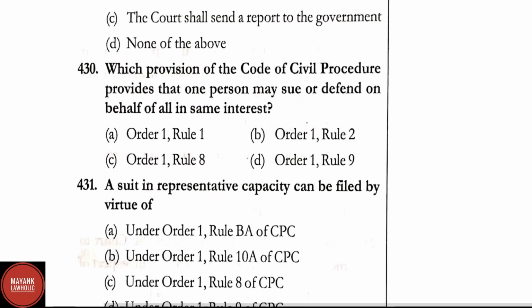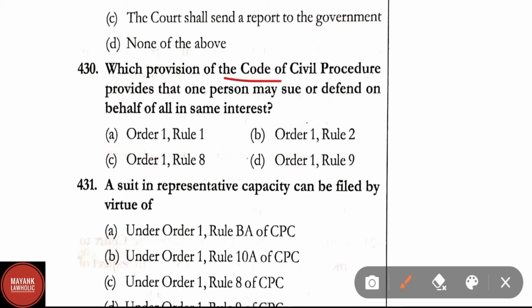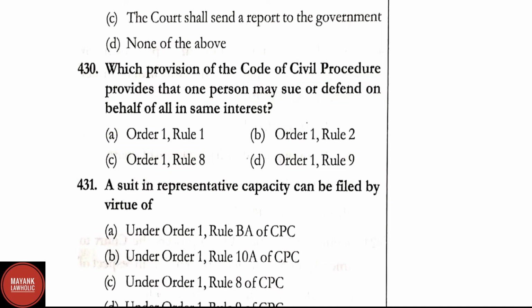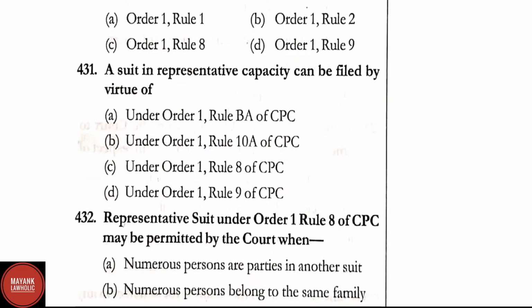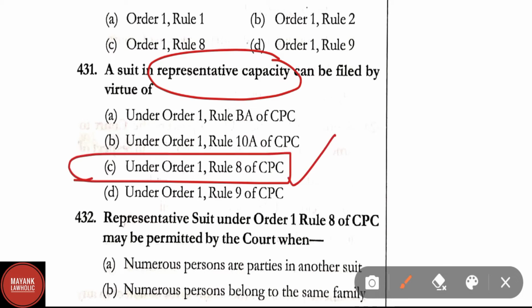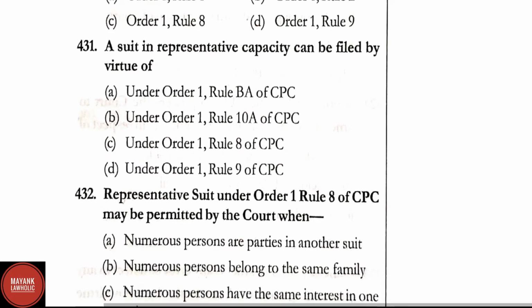Question number 430. Which provision of the CPC provides that one person may sue or defend on behalf of all in the same interest? Correct answer here is option C, that is Order 1, Rule 8 of CPC. Question number 431. A suit in representative capacity can be filed by the virtue of. Correct answer here is option C, that is under Order 1, Rule 8 of CPC. A suit can be filed in representative capacity.